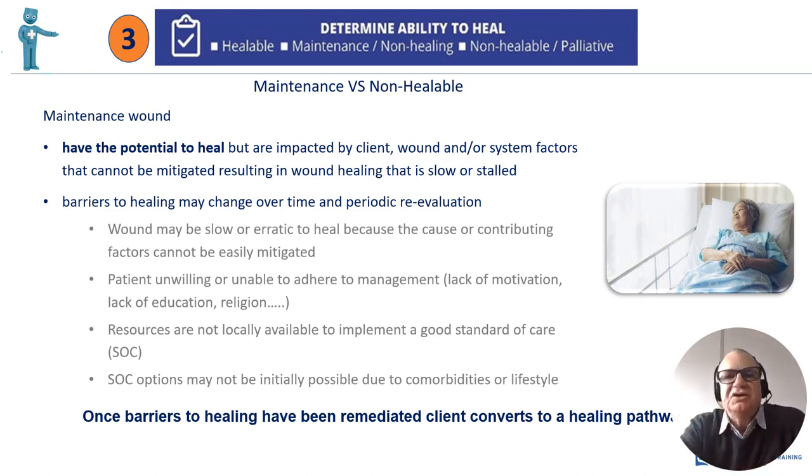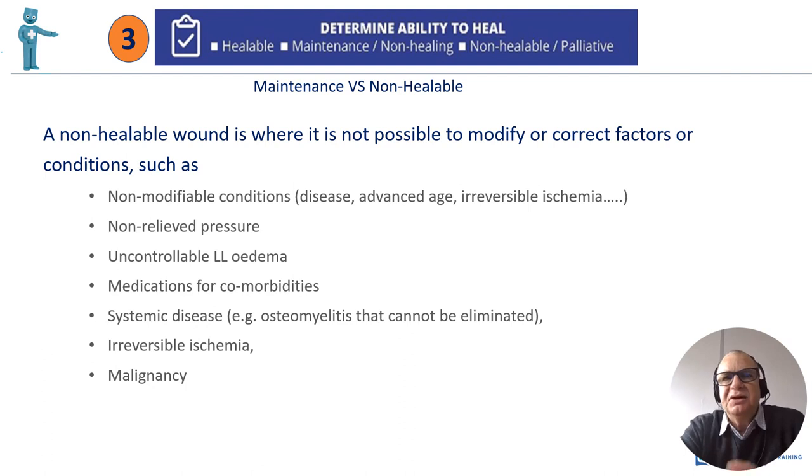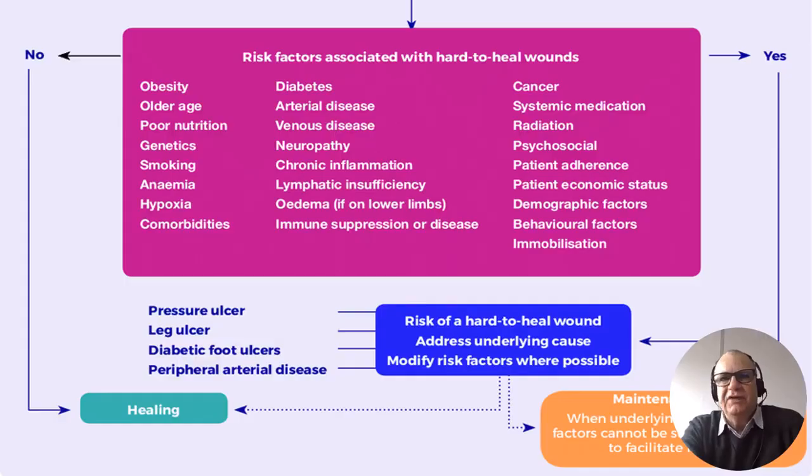But as we said, this is not always possible, because you may have these non-modifiable issues: lower limb edema, pressure where you cannot turn the patient, systemic diseases that cannot be eliminated, medications that are needed for other diseases in the body, etc. So again, make sure that you do your groundwork. If you don't plan, you're planning for disaster. Making that initial assessment is imperative. If you don't set off on the right foot, then we're going to have problems.